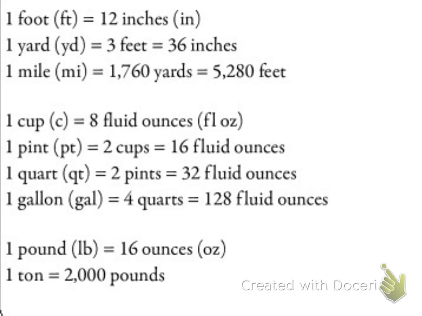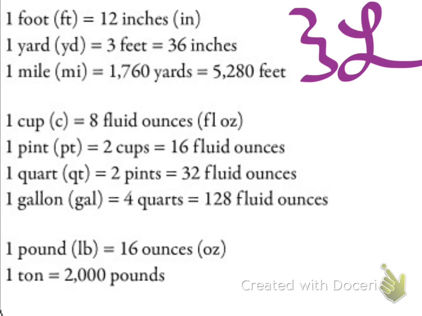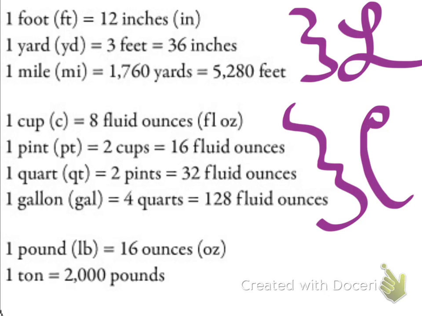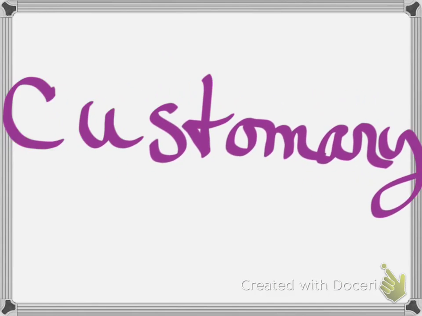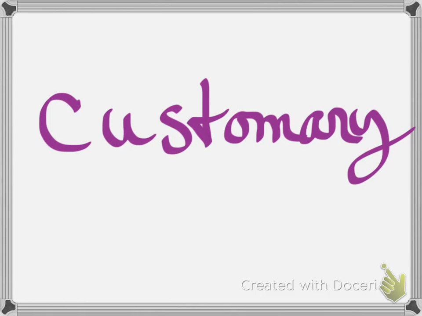This is a graphic organizer of the basic customary conversions. Up here you have length. In the middle you have capacity. And down here at the bottom you have weight. So refer back to this whenever you need to throughout the tutorial.